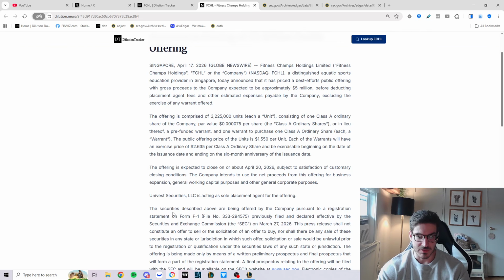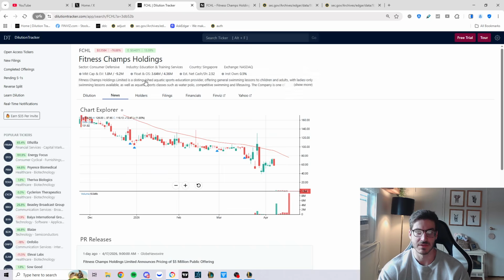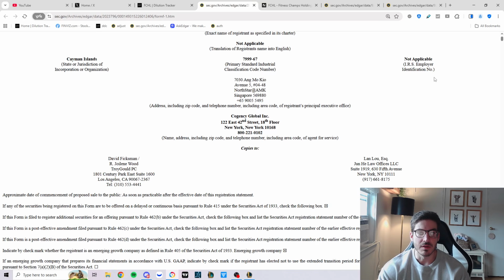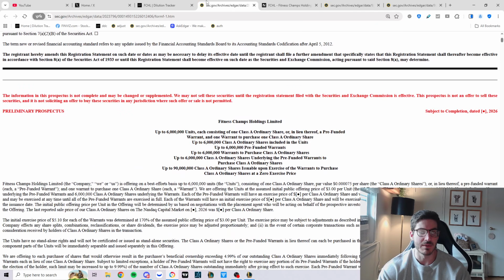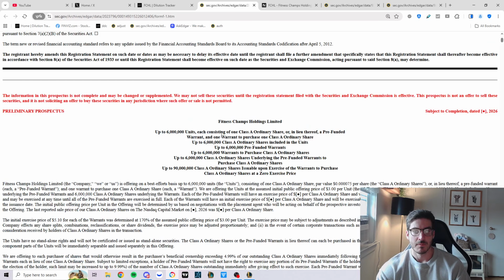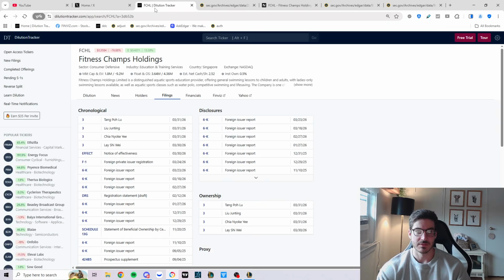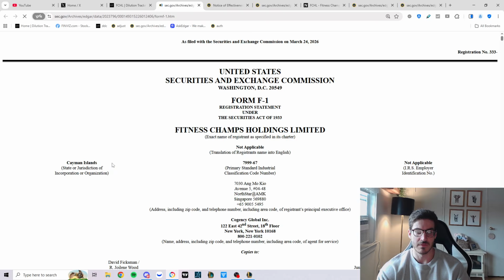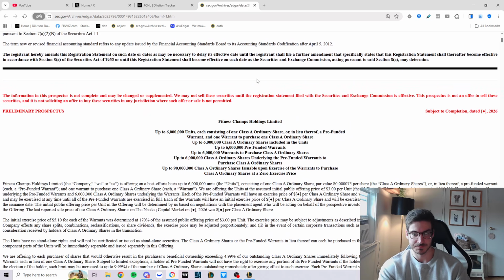form. Oh, here we go. So the securities described above are being offered by the company, registration form file 332945575. 33, was that this one? It may not be. This probably was a new offering and they just haven't filed it yet. But this is an old one, right? So let's look at this. This is an old filing, FCHL, this F1. Okay, so they filed an F1. A week later, they effected it.